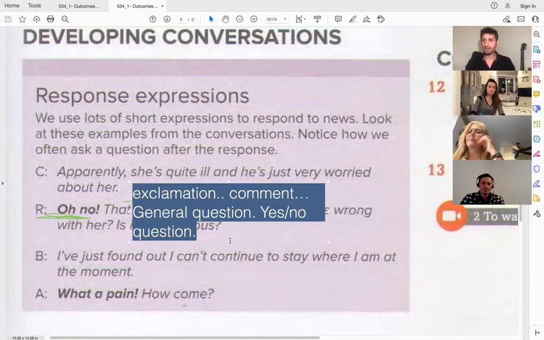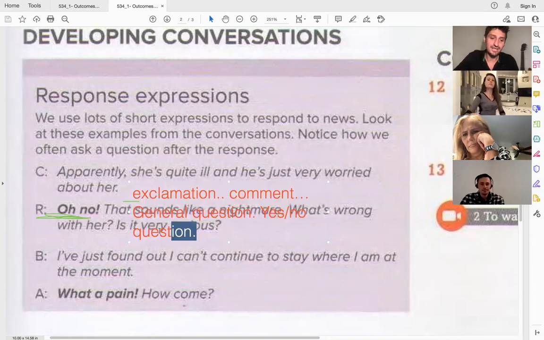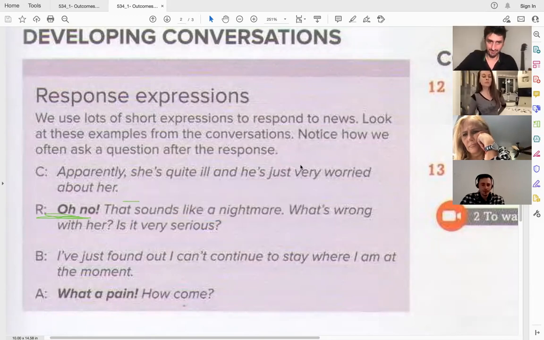Of course, it's not necessary. You can just say why. But in the social dynamics, if you say, oh, she's ill and she's very worried. Why? You see, it doesn't flow. It's very short. It's very cold. Yeah, oh no, that's terrible. Oh, what's wrong with her? Is she okay? Something like that. So that makes the conversation a lot more dynamic. Okay. So what about number 2? Ferry, can you do B? Okay. And Emily, can you do A?